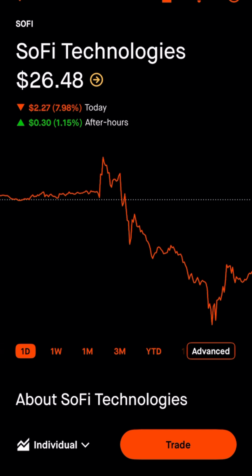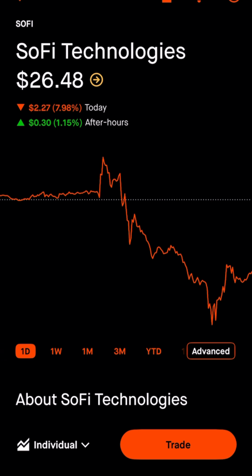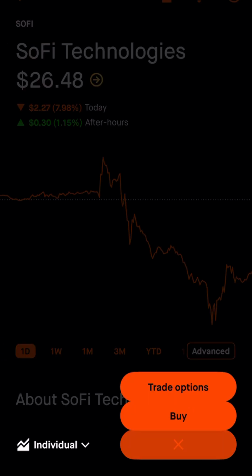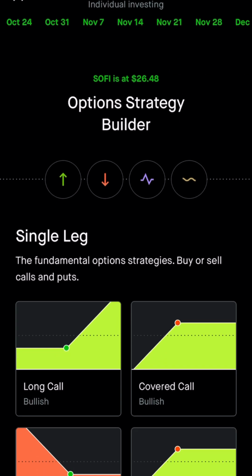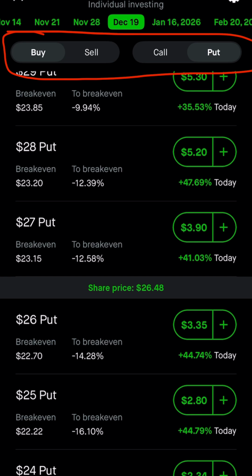First, you will select the stock that you want to do one of these options on. To access these options, after you select the stock, you will click Trade and then Trade Options. Each one of these has an expiration date. We're going to use December 19th in this example. At the top of the screen, this allows you to select each one of these options.